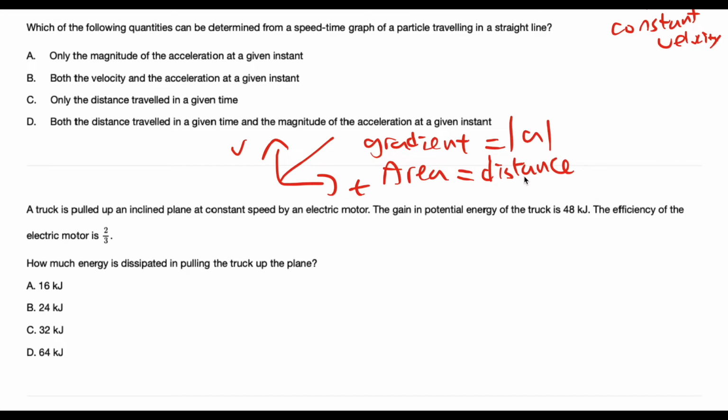So A says only the magnitude of acceleration at a given instant. This is wrong because you can also determine distance. B says both velocity and acceleration at a given instant. So B is also wrong because velocity and acceleration are vectors, while the magnitude of acceleration and distance are scalar quantities. C says only the distance traveled in a given time. This is wrong because you can also determine the magnitude of acceleration. D says both the distance traveled in a given time and the magnitude of acceleration at a given instant. So D is the correct answer.